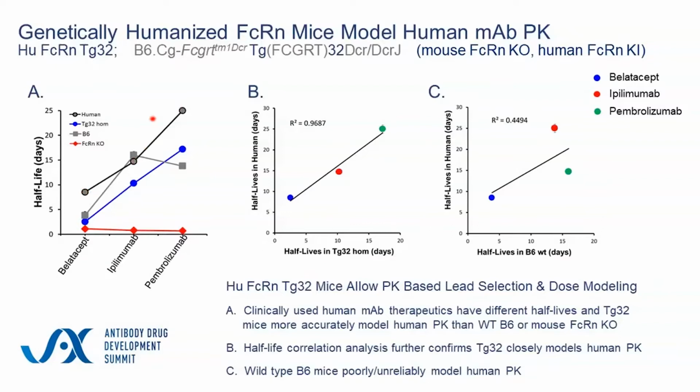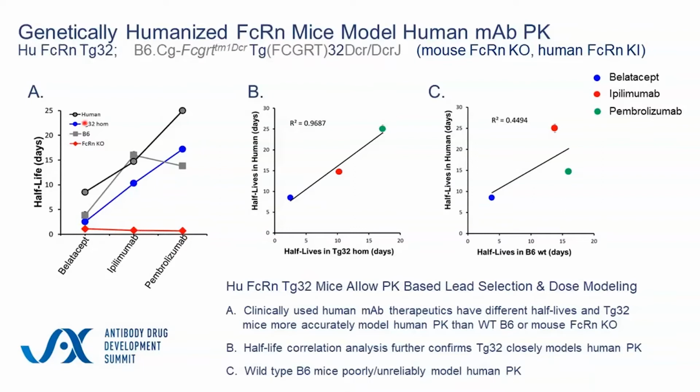And if you put them into a regular C57 Black 6 mouse, you begin to see this breakdown of the half-life characteristics. And as Greg very nicely pointed out, in some instances you may see good modeling, but in other instances you do not. So a regular Black 6 mouse is not going to be reliable for modeling these PK characteristics. And of course, if you knock out the mouse FcRn molecule, then you have really quick clearance of those molecules. And you really need the presence of the human FcRn.